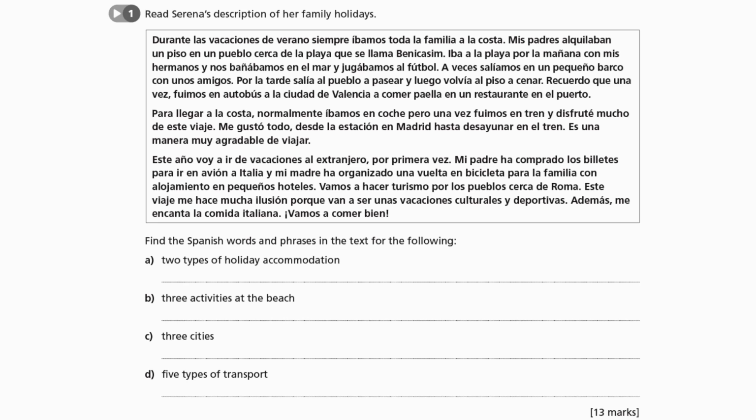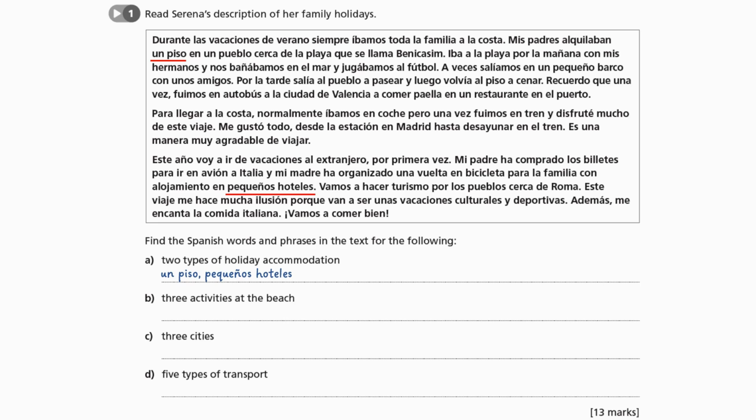So we're going to start with question A. We're looking for types of holiday accommodation. We can see un piso, which is a flat or an apartment. And we can also see pequeños hoteles, small hotels. So there we go. There's our two types of holiday accommodation. We don't need to worry about those anymore because we've found the ones that we need in the text.